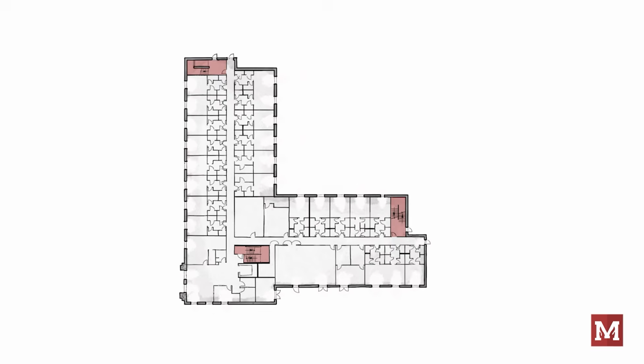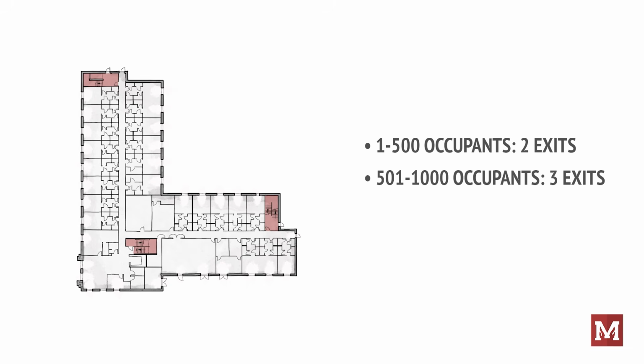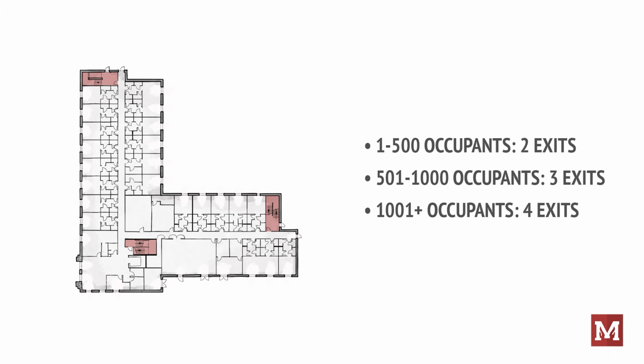Where the story of a building has between 1 and 500 occupants, 2 exits are required. Where the story has 501 to 1,000 occupants, 3 exits are required. Where the story exceeds 1,000 occupants, 4 exits are required.